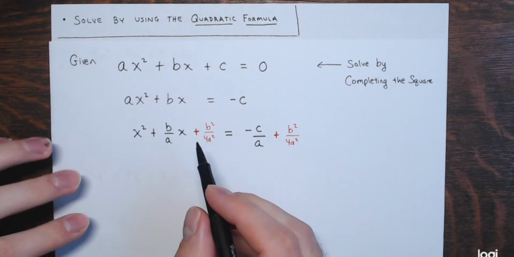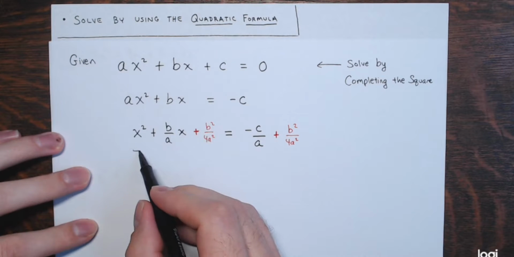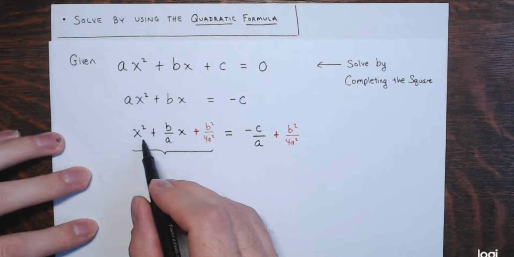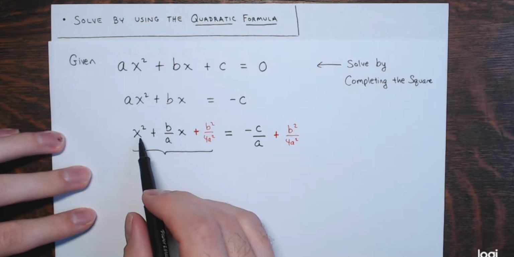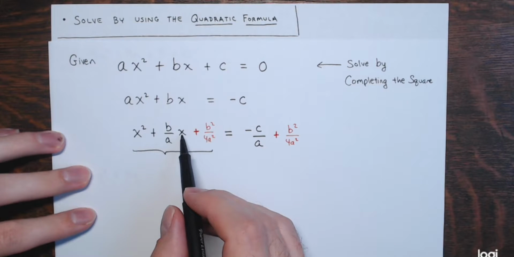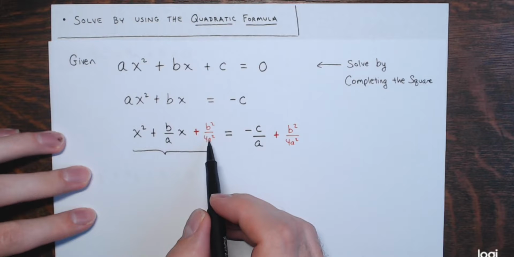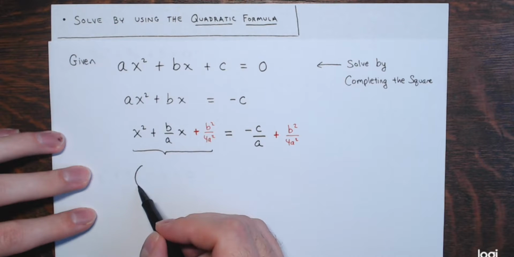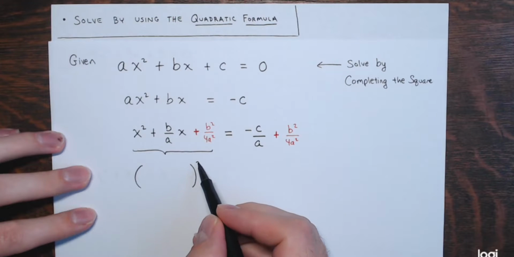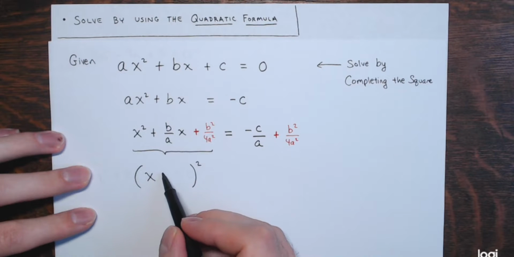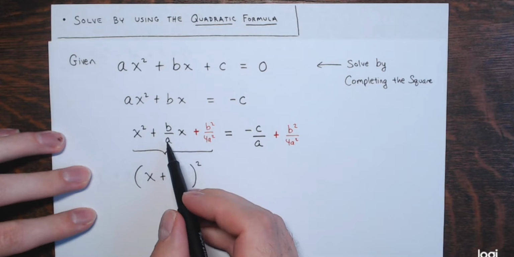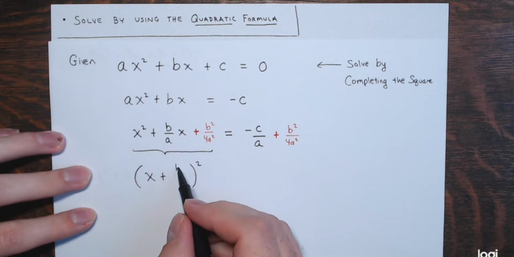Now this addition of b squared over 4a squared changes the expression on the left into a perfect square trinomial. This x squared plus b over a times x plus b squared over 4a squared can be expressed as a binomial to the second power. And that binomial is the variable plus whatever half the linear coefficient was, which was b over 2a.